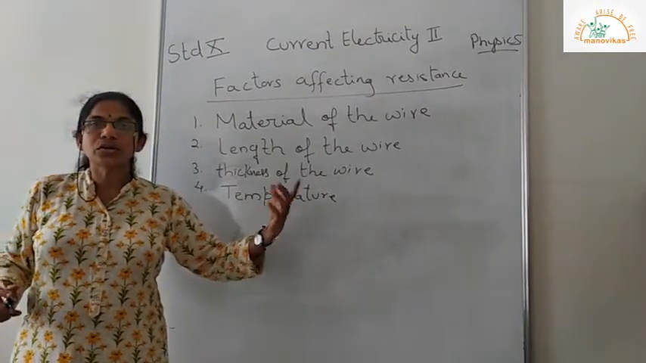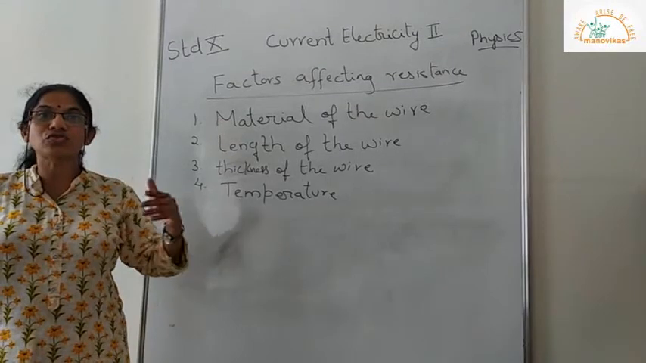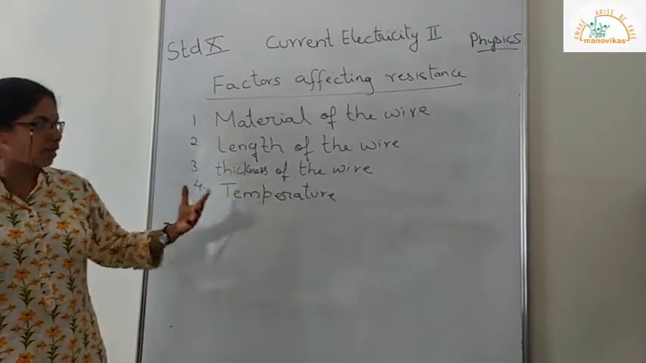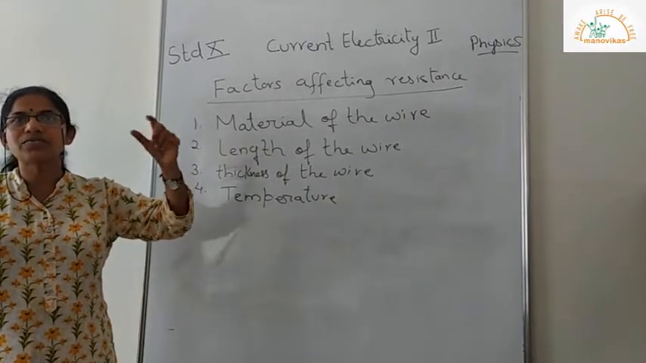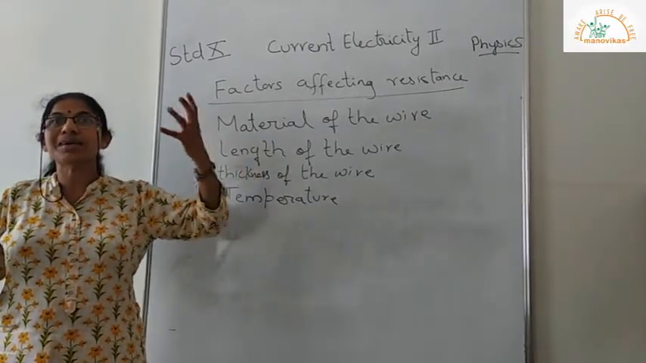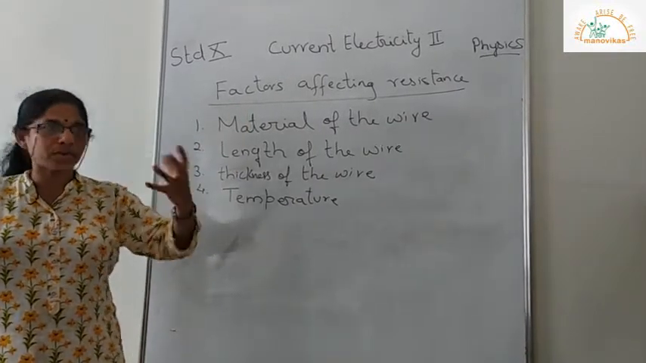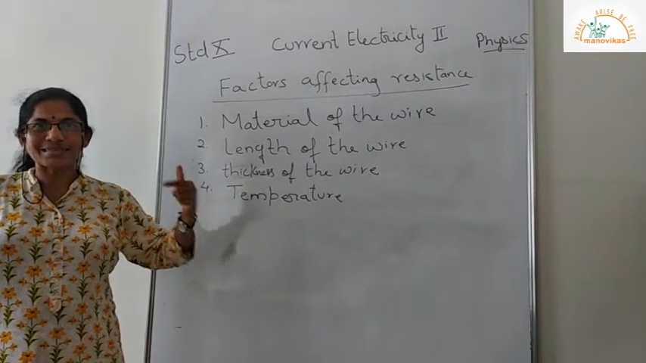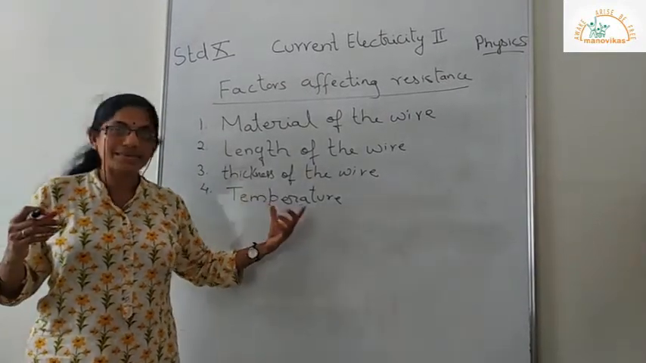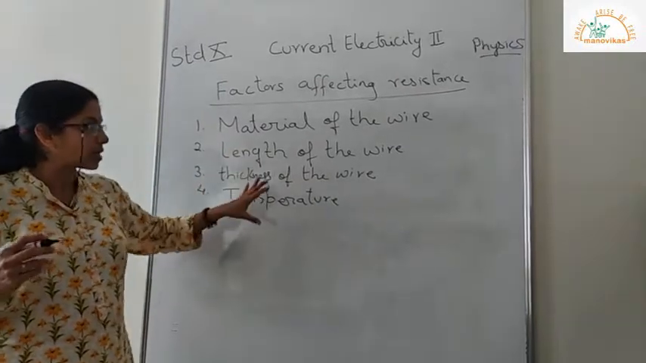As the temperature of the conductor increases, the resistance also increases. Alright? If you consider a hot bulb, a bulb which has been glowing for a longer time, it becomes hot. So its resistance will be more compared to a bulb which is not glowing. It will have a low resistance path, because resistance depends on temperature as well. So these are the four factors.